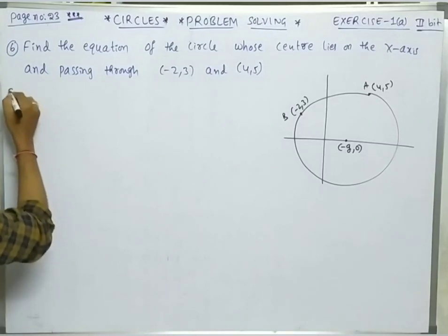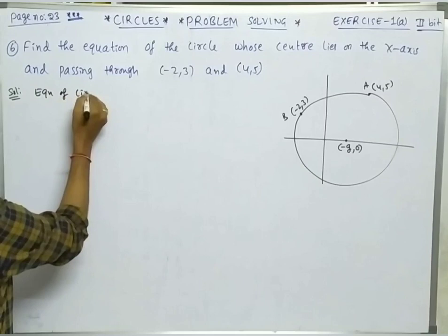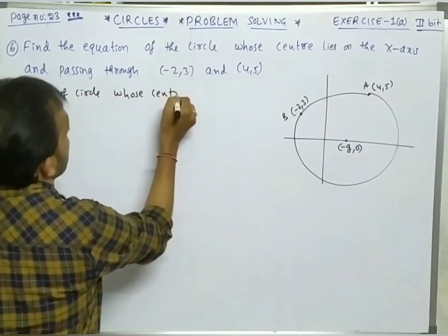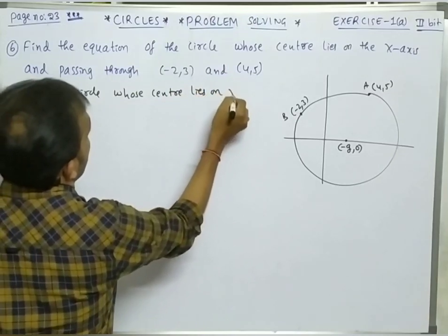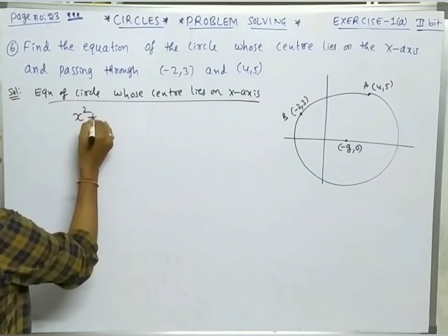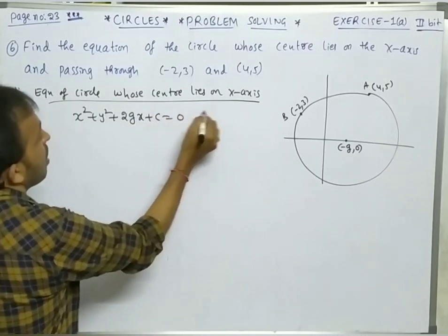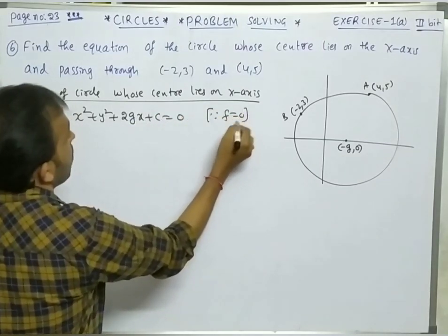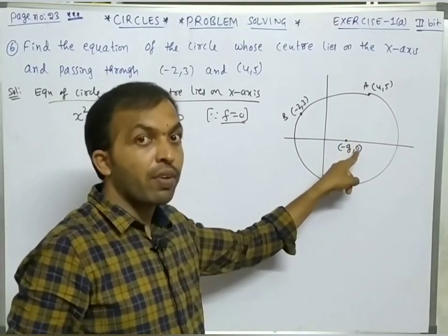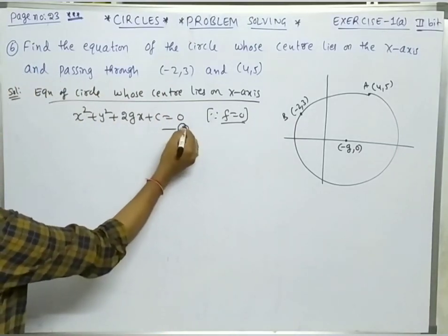So first of all, the equation of the circle whose center lies on the x-axis. This is the condition, right? So the equation is x square plus y square plus 2gx plus c is equal to 0, since f is equal to 0, because the center lies on the x-axis. We got the f value indirectly. So this is equation number 1.